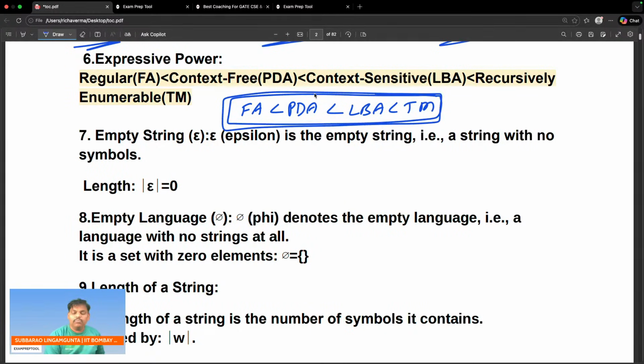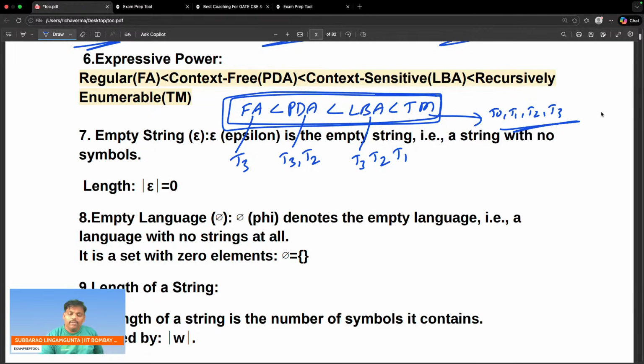Turing machine has way more expressive power: it will accept type 0, type 1, type 2, and type 3 also. 4 things it is accepting. But the finite automata accepts only type 3. PDA accepts type 3 and type 2. LBA accepts type 3, type 2, and type 1. The Turing machine accepts type 0 also. The more languages it accepts, the more expressive power. So expressive power is also fine for everyone.